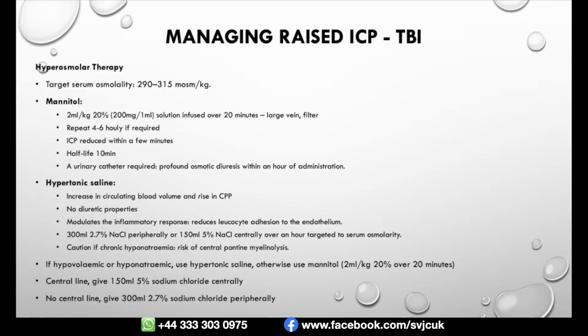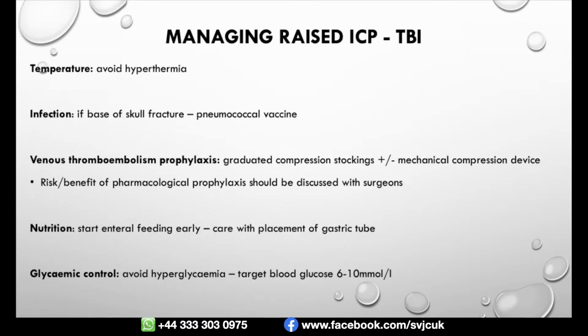If the patient is hypovolemic or hyponatremic, think about using hypertonic saline. Otherwise, we would generally use mannitol. And as I've mentioned, the dosing is going to be different whether you've got a central line or a peripheral access. Other aspects to consider when managing a patient with raised ICP is their temperature, so try and avoid hyperthermia.